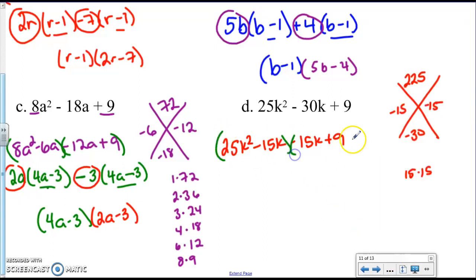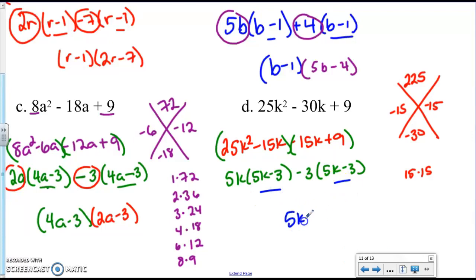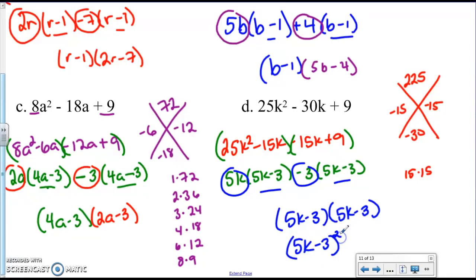So if I make two groups there, I can divide the first group by 5k, which leaves me with 5k minus 3. I can divide the second group by negative 3, which leaves me with 5k minus 3. Then you will notice that these two groups match. So we're making a 5k minus 3 out front. And this 5k minus 3 goes second. Now notice that those two actually are the same. So I would like to write them like this, but I would actually take both answers. Okay, so if you can get to this point, you're in pretty good shape.